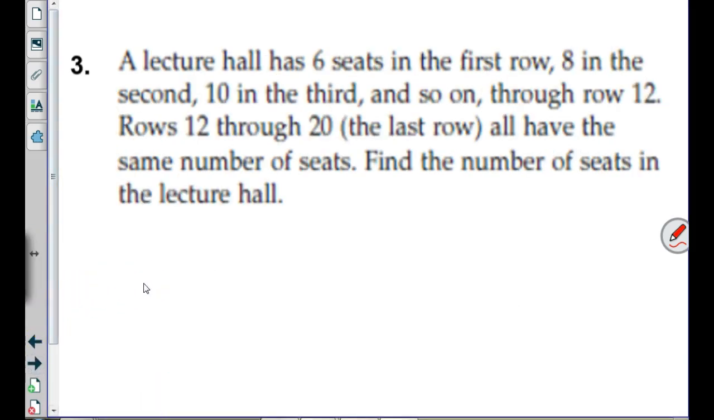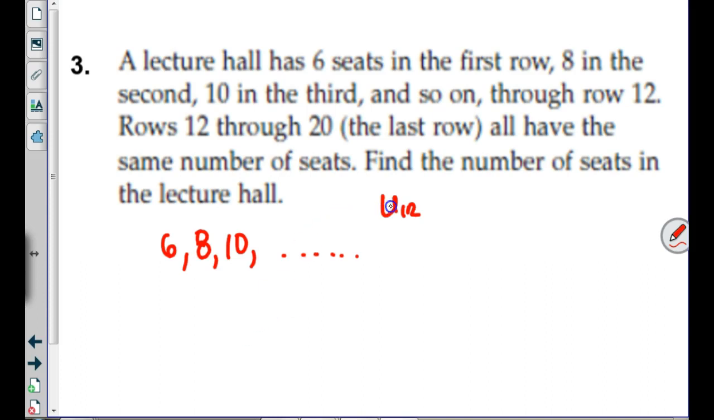A lecture hall has 6 seats in the first row, 8 seats in the second row, 10 seats in the third row, and so on through row 12. Then rows 12 through 20 all have the same number of seats. Find the total number of seats in the auditorium.